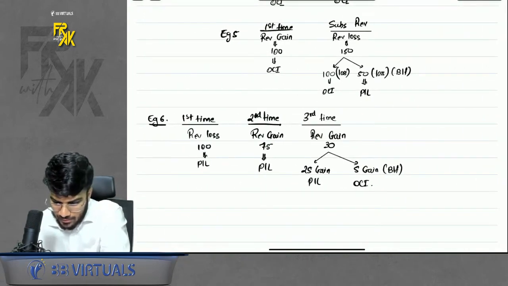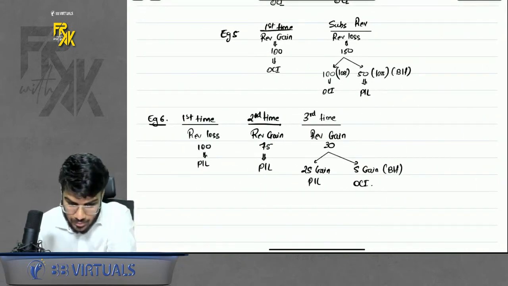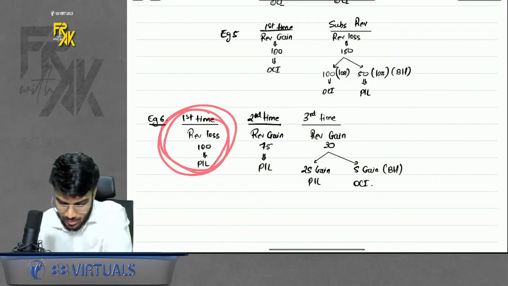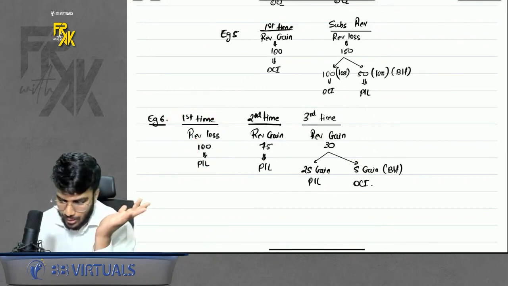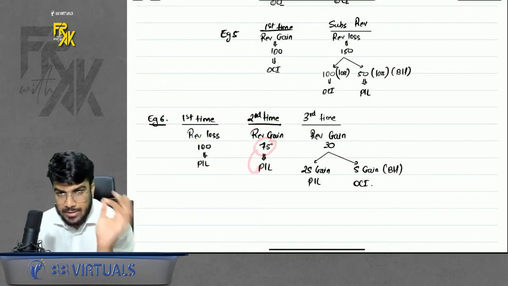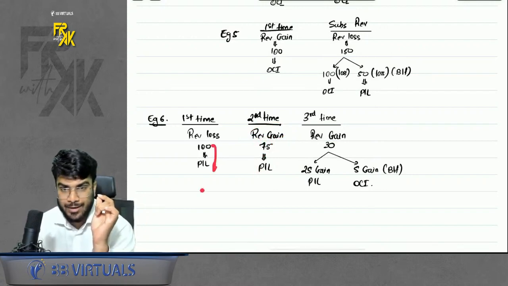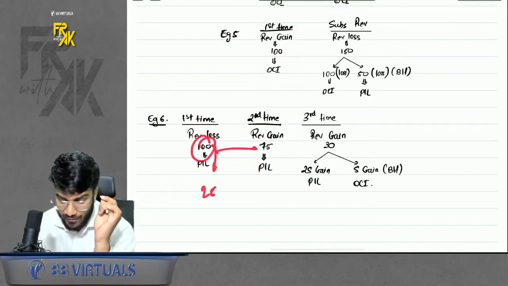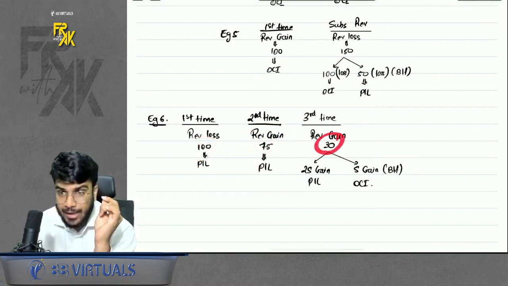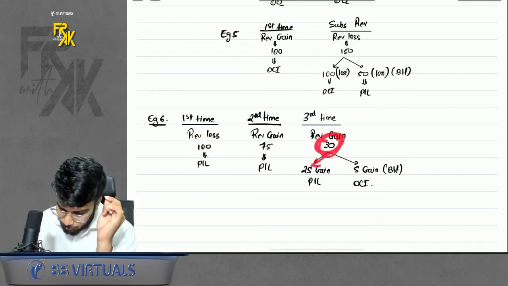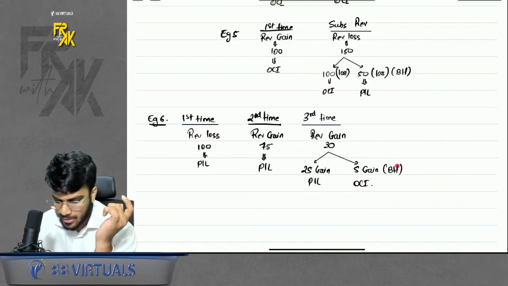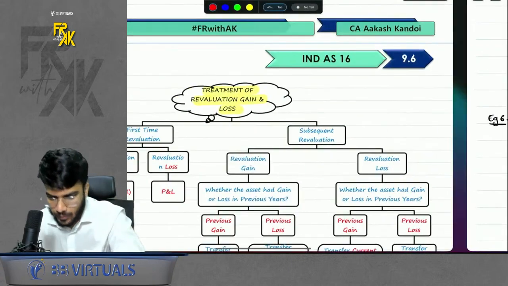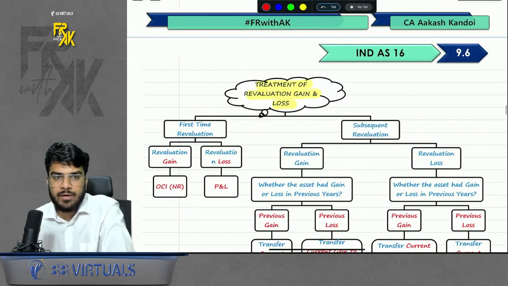Can you revise it once again? It is very simple. This example, I guess you're talking about. You have a loss of 100. Then you got a gain of 75. This gain was transferred to profit and loss. Still, there is a balancing figure of loss of 25, because out of this 100, only 75 is adjusted. So when again you get a gain of 30, first up to 25, you will adjust against profit and loss. Then the balancing figure will be adjusted against OCI. Simple. Okay, done.